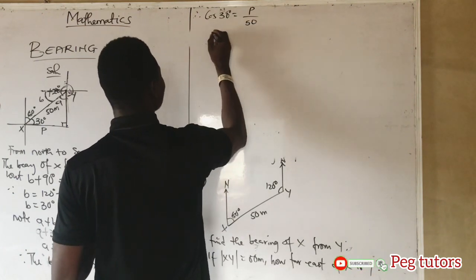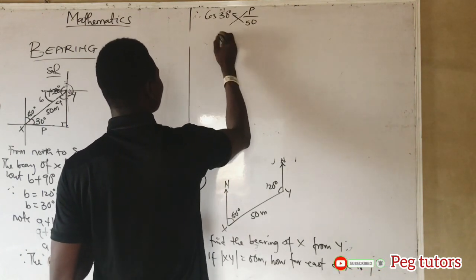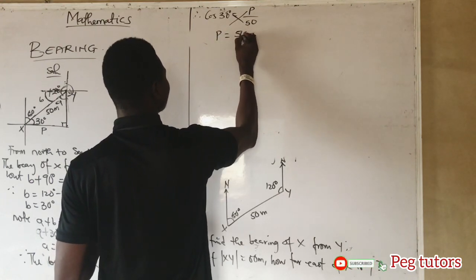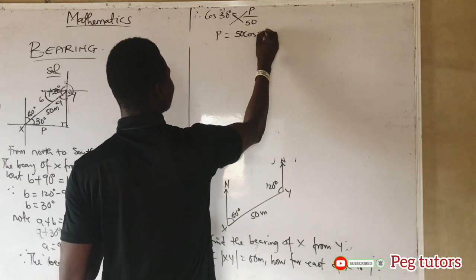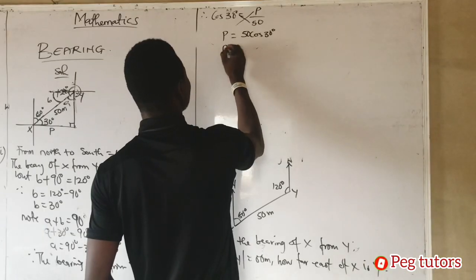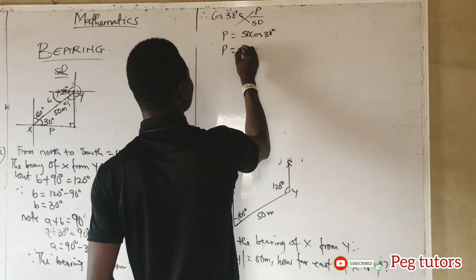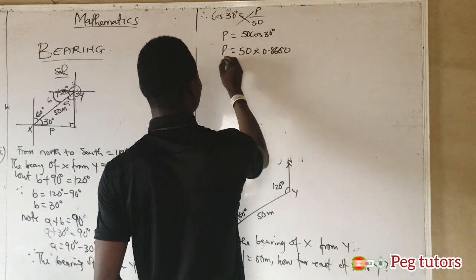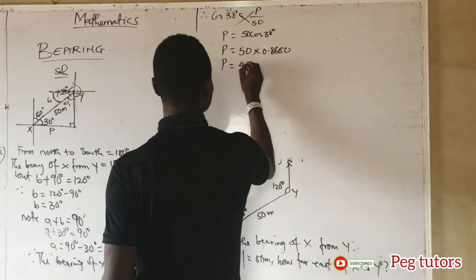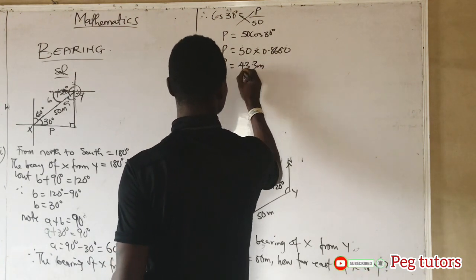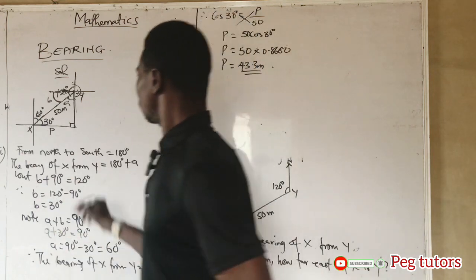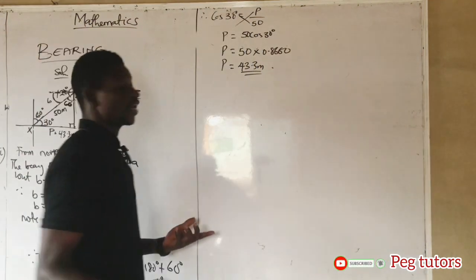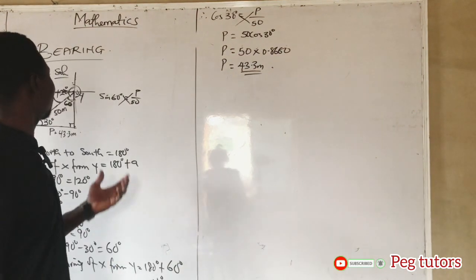So that will be cross multiply. You have P is equal to 50 cos 30 degrees. Therefore, P is equal to, cos 30 is what? 0.8660. P is equal to 43.3 meters. So this place is 43.3 meters. End our lesson here.